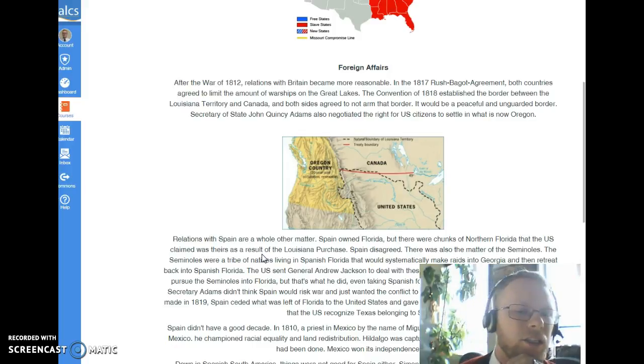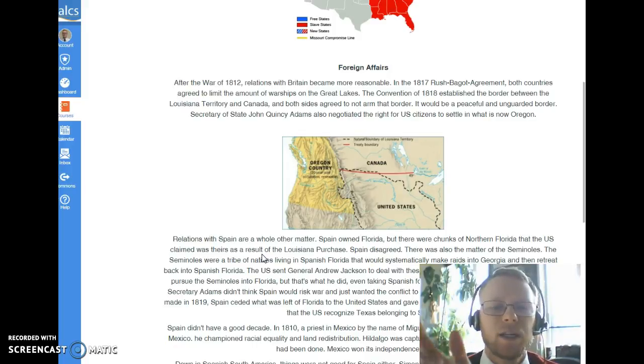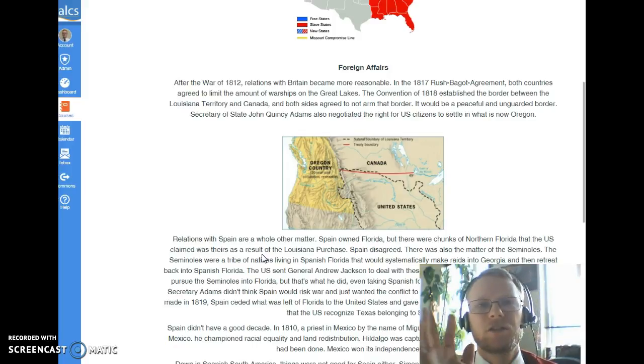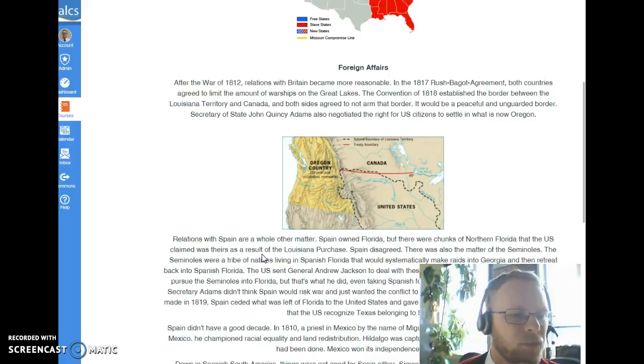The Convention of 1818 is a different agreement that established a border between the Louisiana Territory and Canada, and both sides agreed not to arm that border. It would be like a peaceful and undefended, unguarded border, much like the border between the U.S. and Canada is now. Secretary of State John Quincy Adams also negotiated the right for U.S. citizens to settle in what is now Oregon. You can see it here, it was an agreement that multiple countries could settle the Oregon Territory. It was sort of a, we'll deal with this problem later. For now, everyone's allowed to move in.